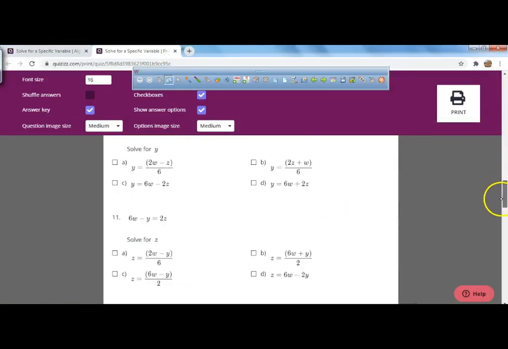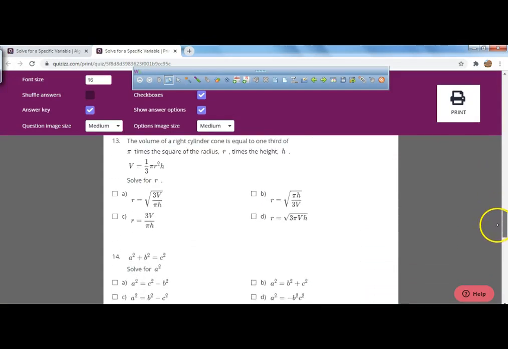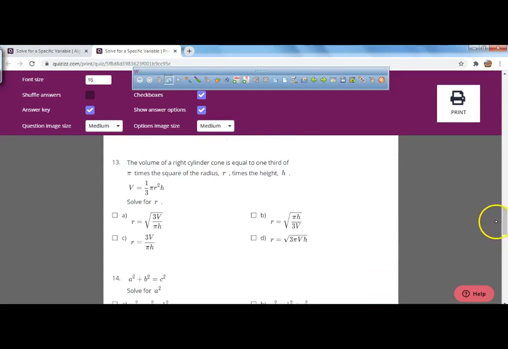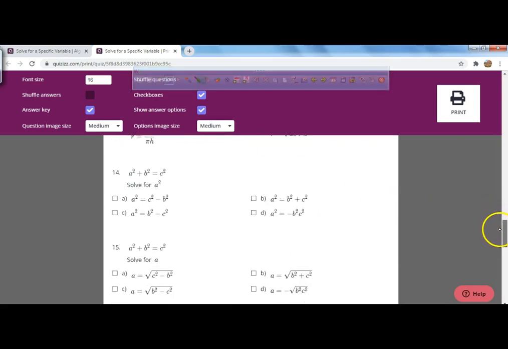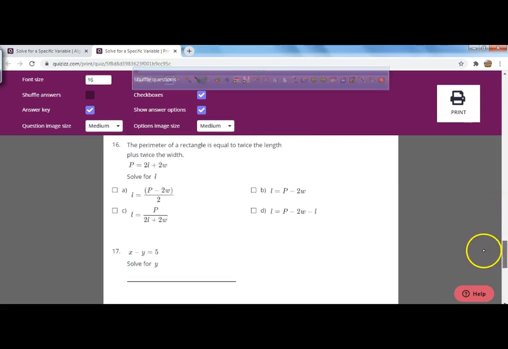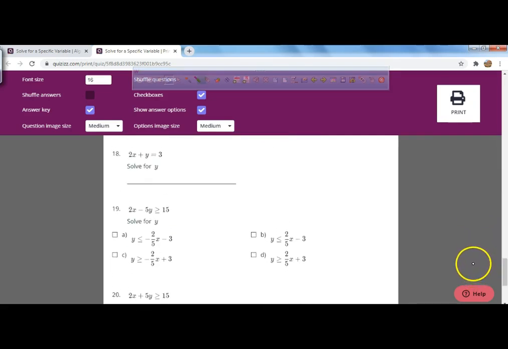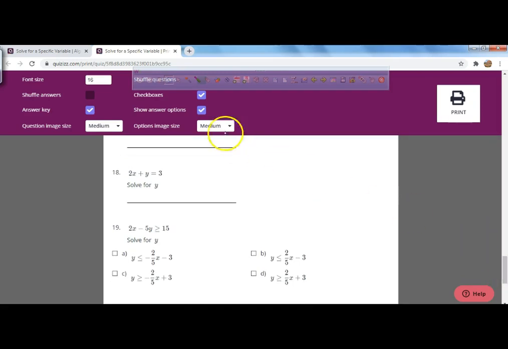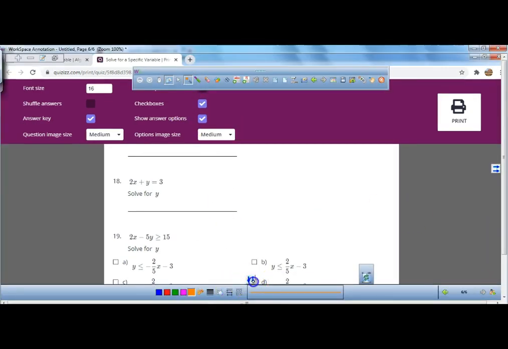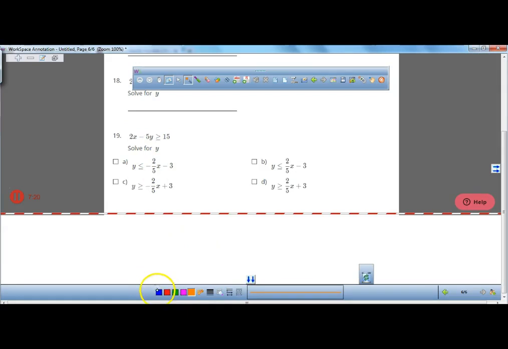Alright, let's do one more. That's a good one. I would do that one, but that requires you to do the same thing we did before. How about we do an inequality? We'll finish up with an inequality, because inequalities sometimes are confusing to students. This one says solve for y. We've got 2x minus 5y is greater than or equal to 15.